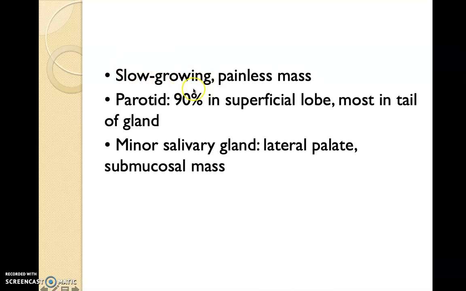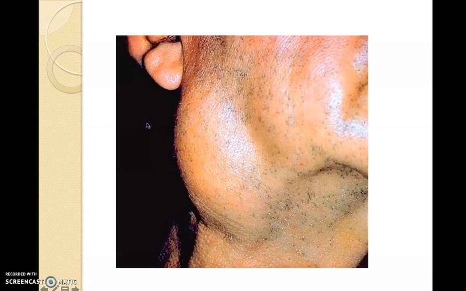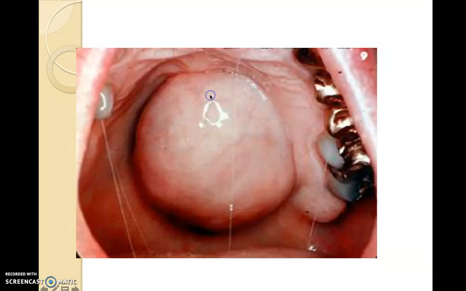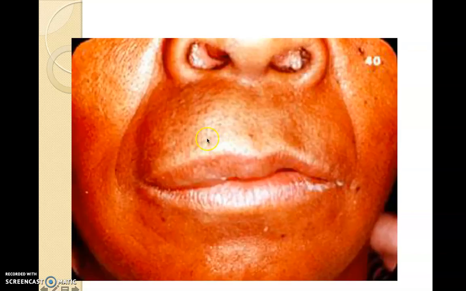Okay, if it's in the parotid, 90% will be at the superficial lobe, and it's usually at the tail. And if it's a minor salivary gland, usually it's at the lateral palate, and it will present as a submucosal mass. So this is at the tail of the parotid. Okay, this is at the palate. Can you see it's actually from the lateral, but because it's too big, it's going to cross the midline.